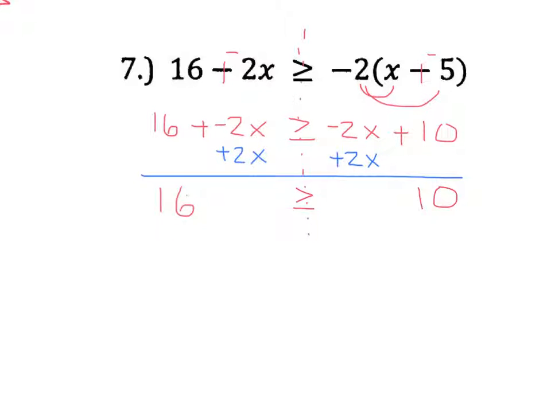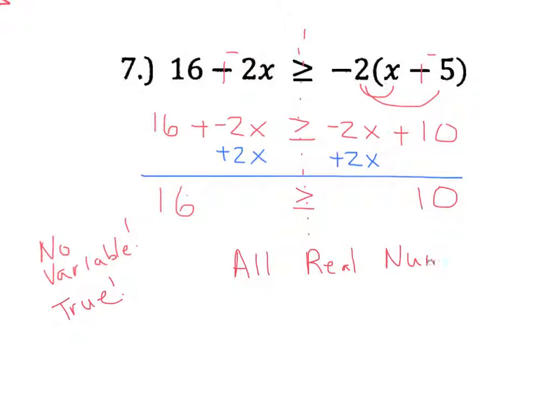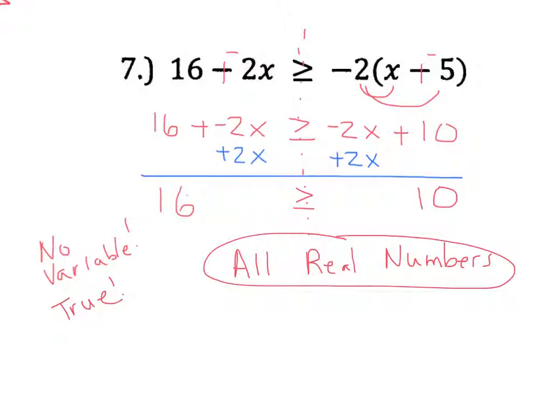Okay, so this is weird. There's no variable, so that's strange. But this time it's not really totally strange because 16 is bigger than 10. 16 is bigger than 10, so it's actually true, but there's no variable. So this is all real numbers. All real numbers. So we can graph them. What are we graphing? Everything.